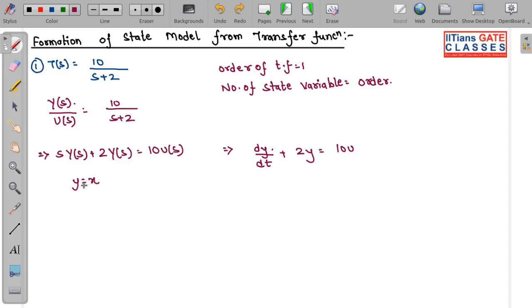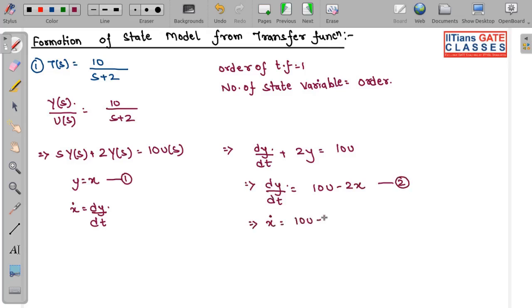So if I take y is equal to x, that means x dot is equal to dy by dt. So let this be equation 1, and I can write this equation as dy by dt, because I am differentiating with respect to time. So dy by dt is equal to 10u minus 2y, and y I can replace using x. So I will be writing x. So this is equation 2. Okay, and dy by dt I can replace it as x dot. So x dot is equal to 10u minus 2x.